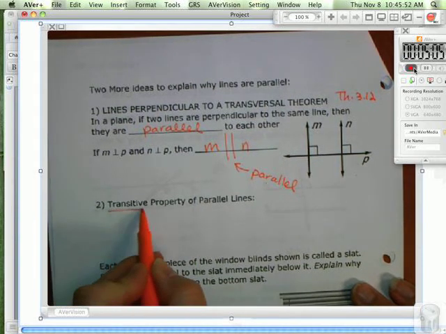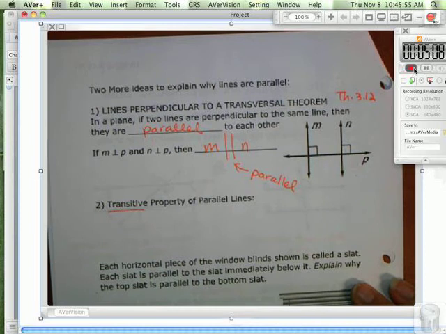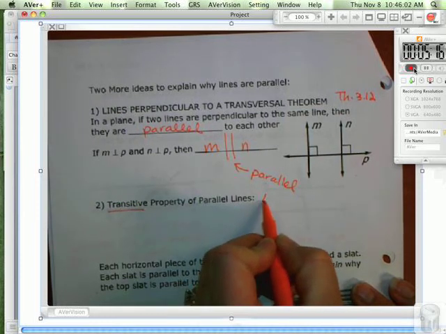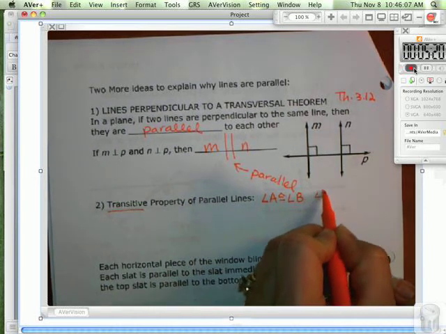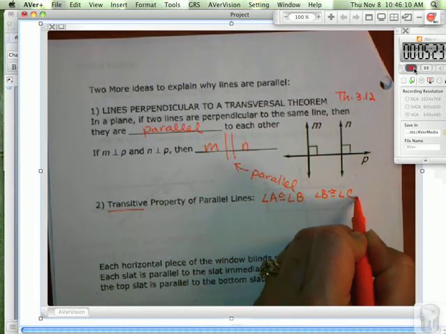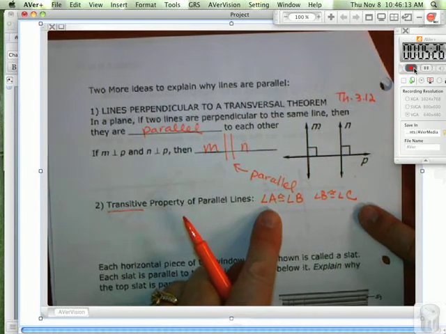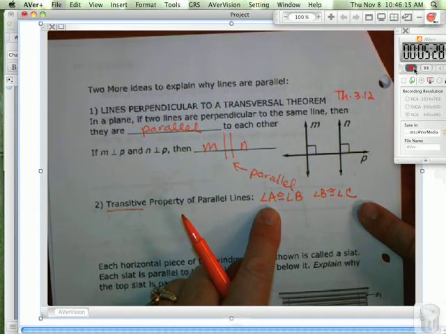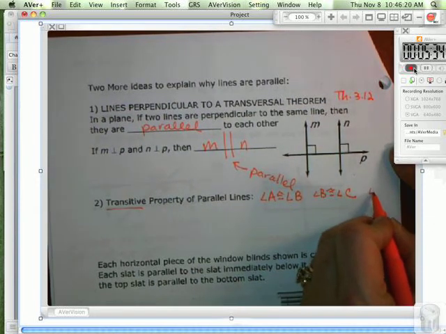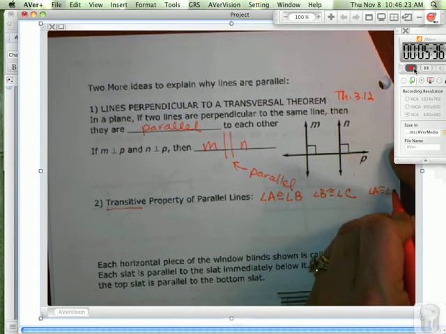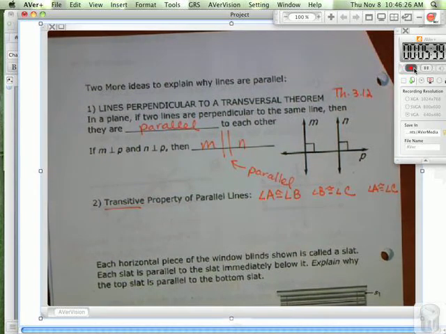Hey, we saw this word before, in chapter 1 or 2. I can't even remember what chapter it was, but we saw it before with angles. This has nothing to do with what we're talking about here except for using the word transitive. If I say angle A is congruent to angle B, and angle B is congruent to angle C, what can I say about A and C? Yeah, they're congruent because they're both congruent to the same angle. So using the transitive property, I could say that angle A was congruent to angle C. That was in chapter 1, I believe. Well, it's the same thing with parallel lines. Exactly the same thing.